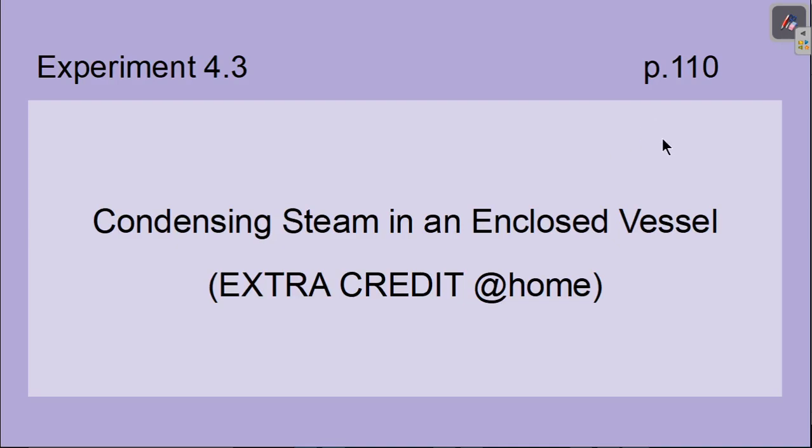It helps you memorize things. If you put your mind and your hands together, it makes it easier for you to memorize. That's called being a kinetic learner. So page 110, experiment 4.3 says condensing steam in an enclosed vessel.